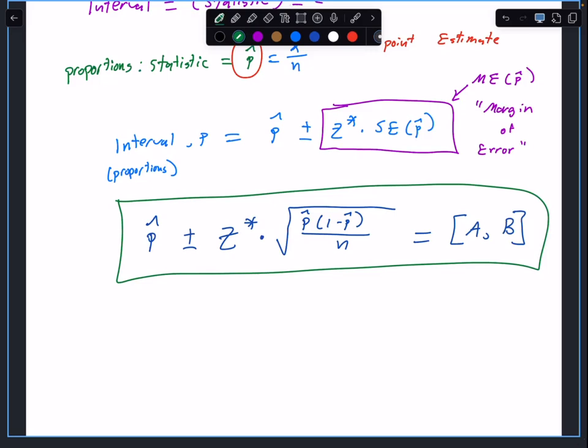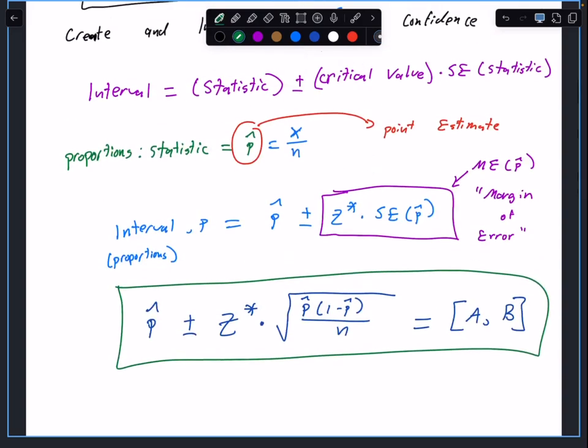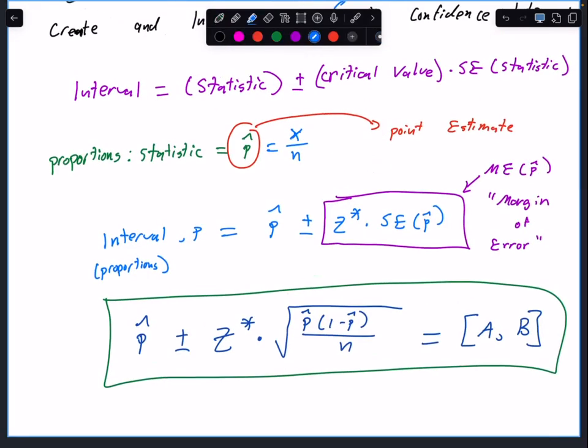Now, in the problem, you're going to be given n. You're going to be given information. You might be given p hat directly, or you will be given the information to find p hat. Because remember, and this is something that people will often miss, p hat is equal to x over n. So there are problems where I give you x. For example, if I said 15 out of 80 students said yes, well, 80 is my n, 15 is my x, and 15 divided by 80 is my p hat.